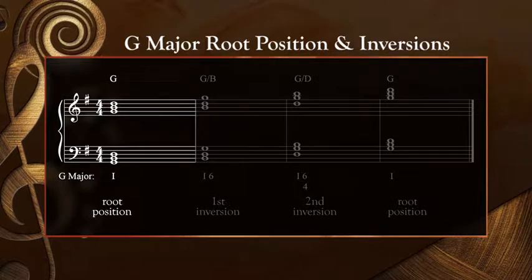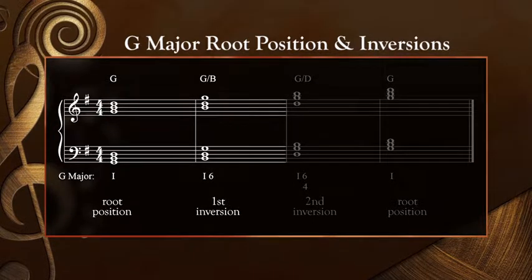Now, if I take the bottom G and move it up an octave, I end up with a chord that looks a little different. This is called a first inversion chord. From bottom to top, this chord is spelled B, D, G. So it's still a G chord, but now the G is on the top. This is called a first inversion G major chord. If I were using chord symbols above a melody, as in a lead line, I would label this chord G/B.